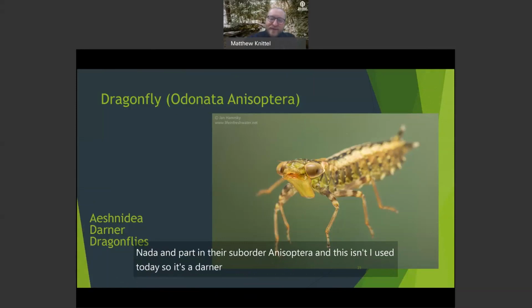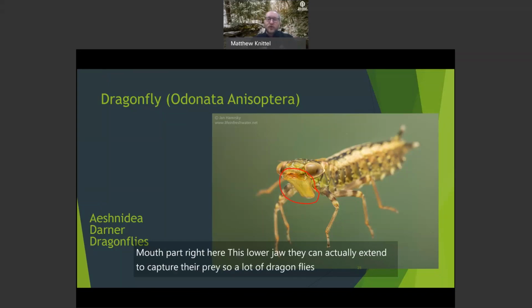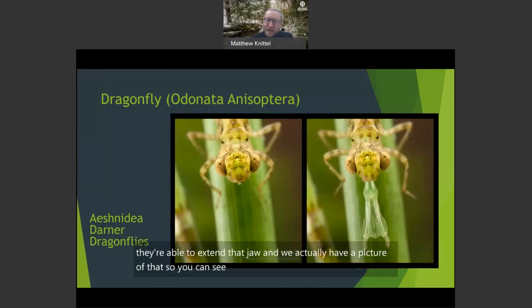Really cool thing about dragonflies are this mouth part right here, this lower jaw. They can actually extend to capture their prey. So a lot of dragonflies are ambush predators, so they'll slowly sneak up on their prey, and then they're able to extend that jaw. And we actually have a picture of that so you can see. So there's that jaw being extended to help grab their prey, and then they can pull it in to consume it. They'll eat anything from smaller macroinvertebrates, other dragonfly nymphs, to even small fish or small toads or frogs.